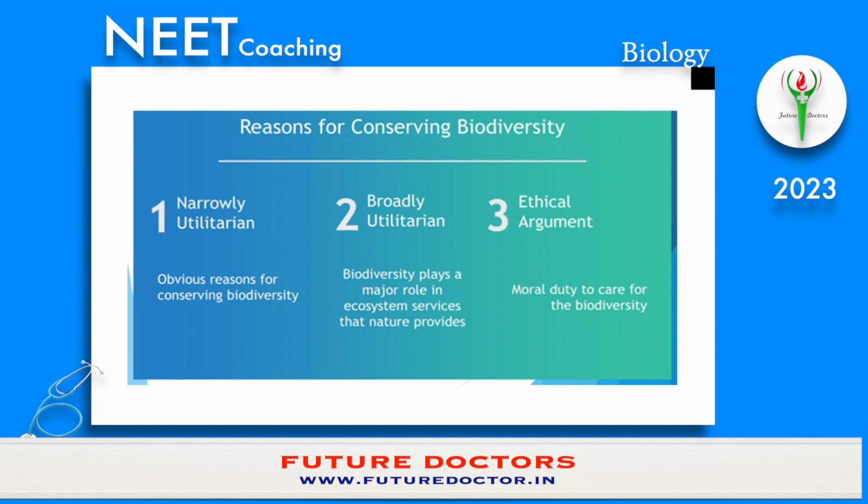And the second is broadly utilitarian. This argument says that biodiversity plays a major role in many ecosystem services that nature provides. The Amazon forest is estimated to produce, through photosynthesis, 20% of the total oxygen in the Earth's atmosphere. Pollination, without which plants cannot give us fruits or seeds, is another service ecosystems provide through pollinators, that is, bees, bumblebees, birds, and bats.